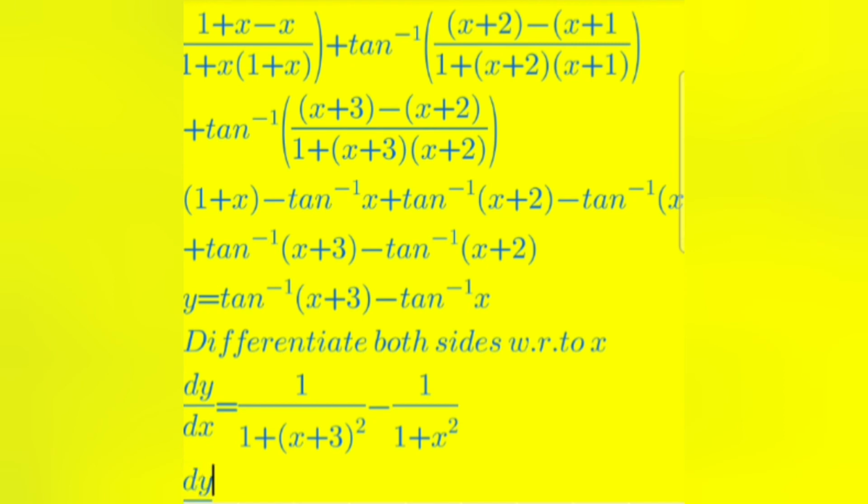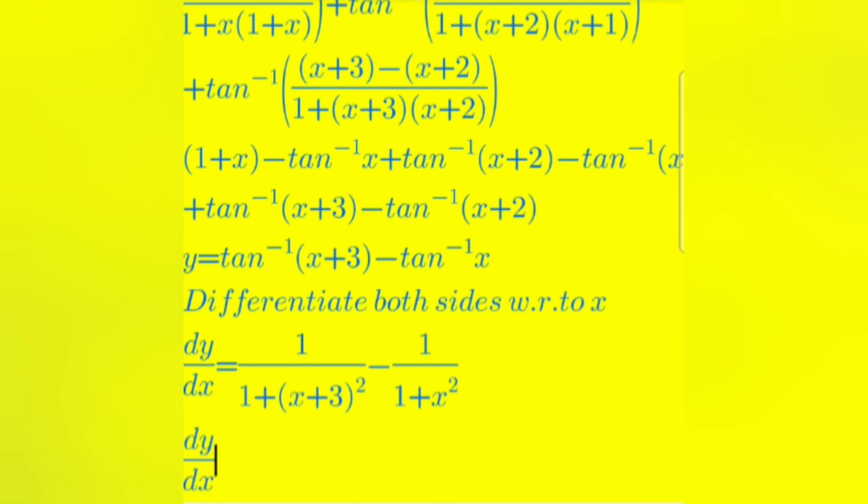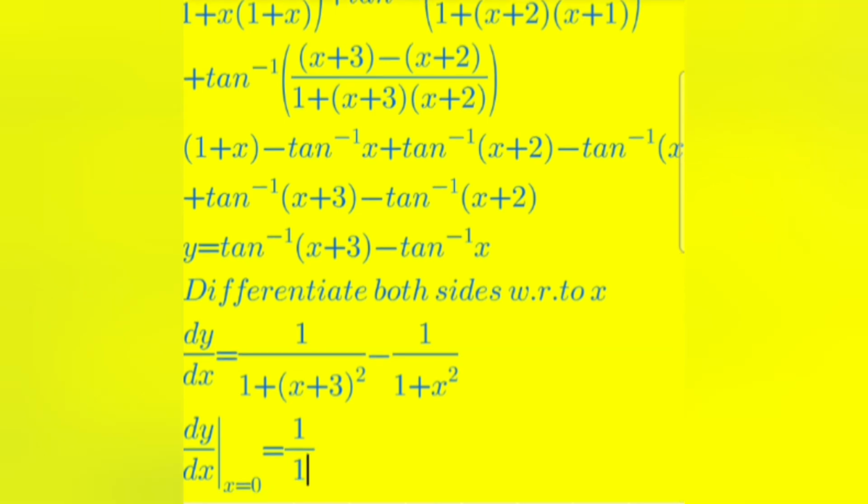that is dy/dx at the point 0, this is dy/dx at x equal to 0. It would be 1 over, if we put 0 here, then we get 1 plus 3 squared, so 1 plus 9 actually, and minus 1 over 1 plus 0. So then we get the answer, that is 1 over 10 minus 1, and that would be equal to minus 9 over 10.